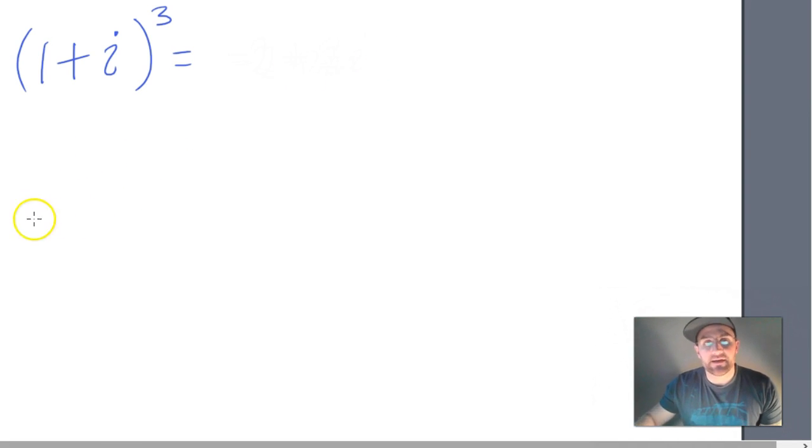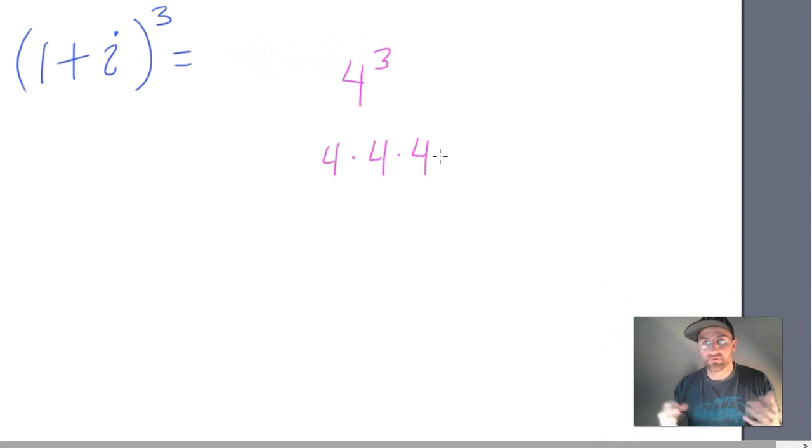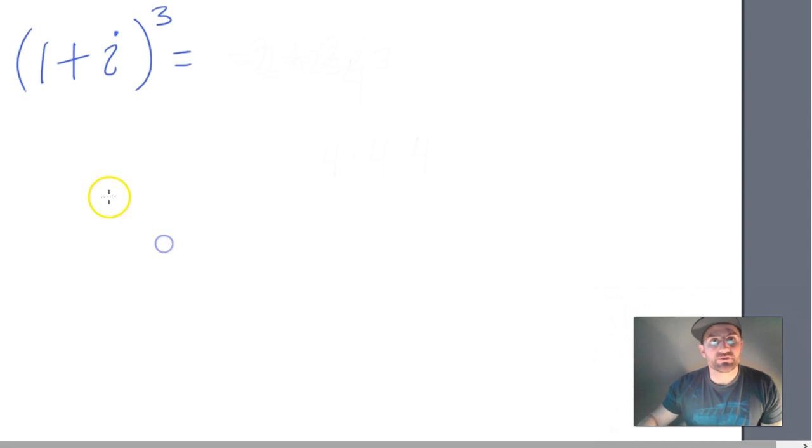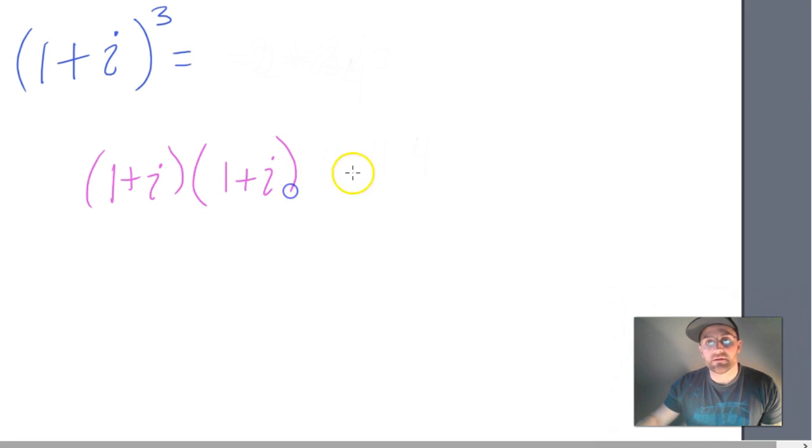In other words, if I had, let's just say, 4 cubed, you would know that's just 4 times 4 times 4, right? You've done that 100 times, 1,000 times, 1,000,000 times. So the same is true here. It's 1 plus imaginary i times 1 plus imaginary i times 1 plus imaginary i.